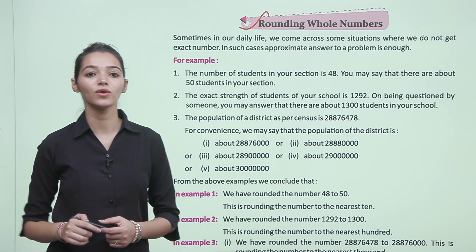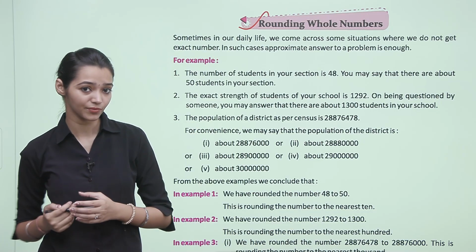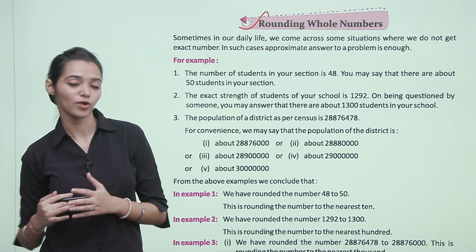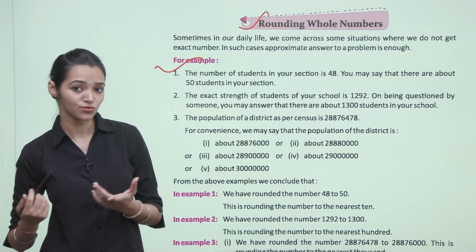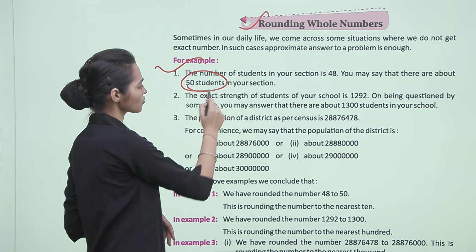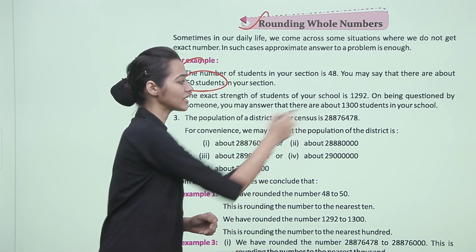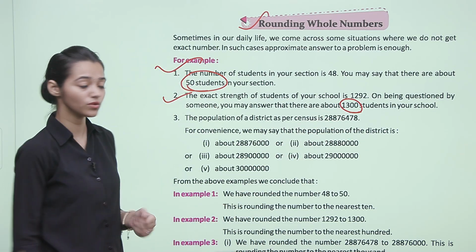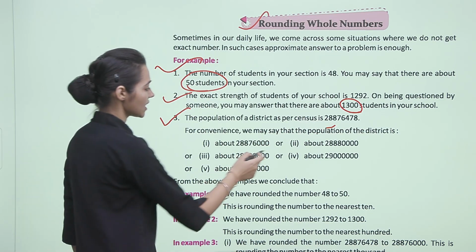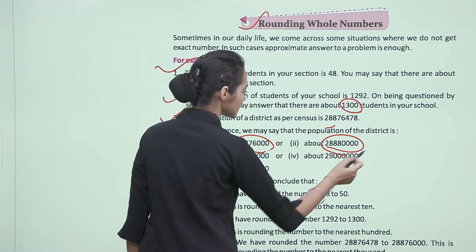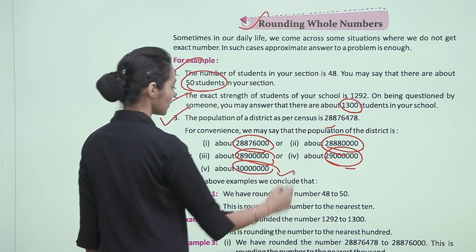Now let's look at rounding whole numbers. Sometimes in our daily life we come across situations where we do not get the exact number. In such cases an approximate number is enough. For example, the number of students in a section is 48, so we can say around 50 students. Now the exact strength of students in your school is 1292, so we can say around 1300 students in your school. Now the population of a district as per census is this, so we can say it as around this in thousands, around this in 10,000, around this in lakh, and around this in crores.